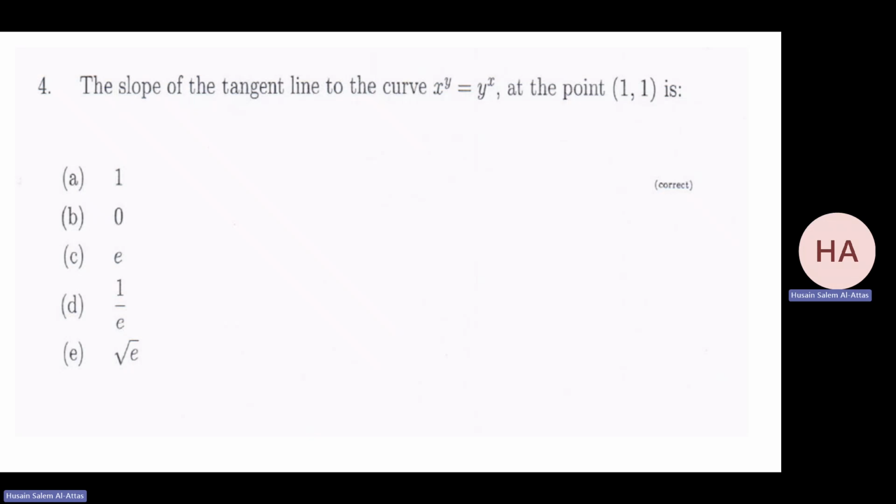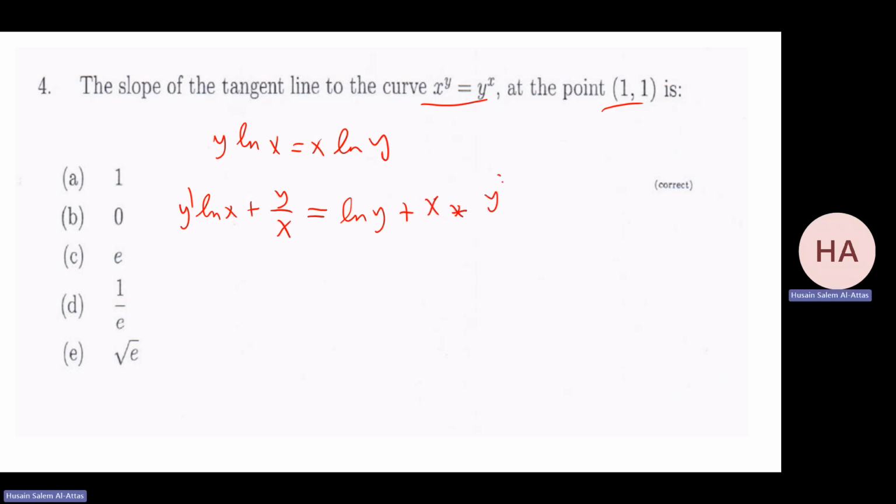The slope of the tangent line at this point. Take ln, I have y ln x equals x ln y. Differentiate, I have y prime ln x plus y over x equals ln y plus x times y prime over y. Now at 1, 1, this is 0. I have 1 ln 1, which is 0, equals 1 plus y prime. So y prime equals. That's the slope.